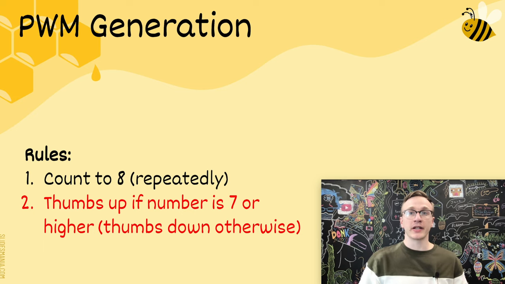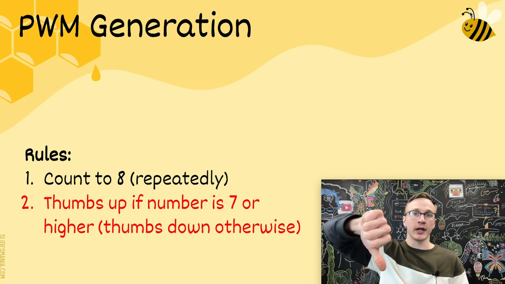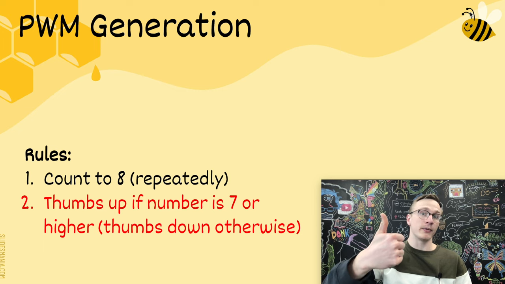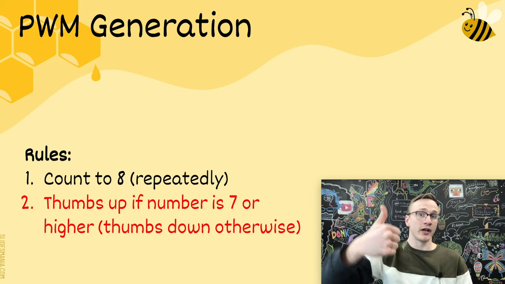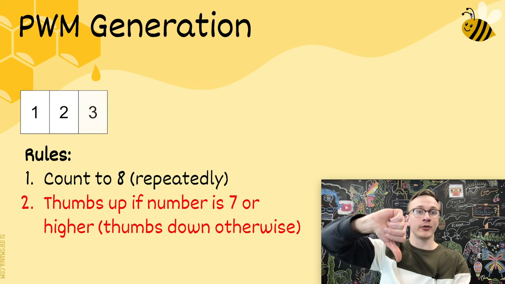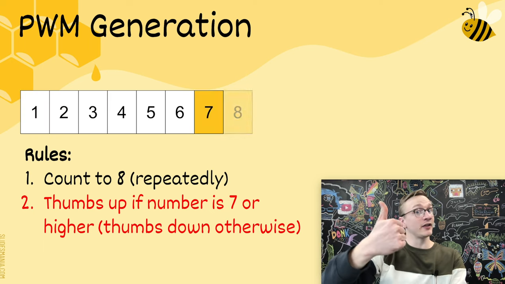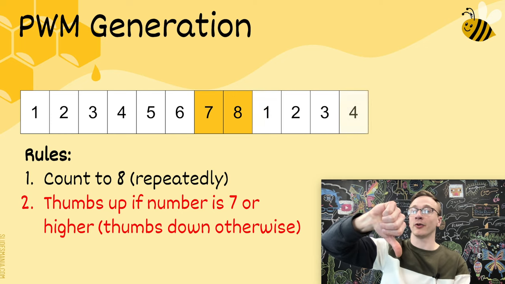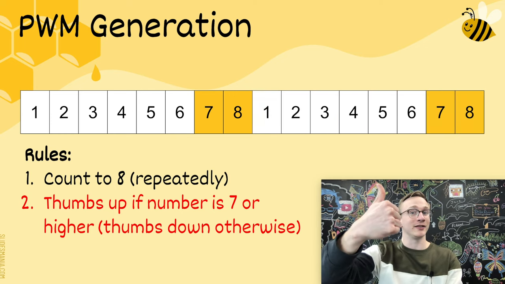We're going to do that same thing again, but this time I'm going to give you a thumbs up or thumbs down. I'm going to give you a thumbs up if I say a number that's 7 or higher. If it's not 7 or higher, you're getting a thumbs down. Let's do this again. 1, 2, 3, 4, 5, 6, 7, 8.